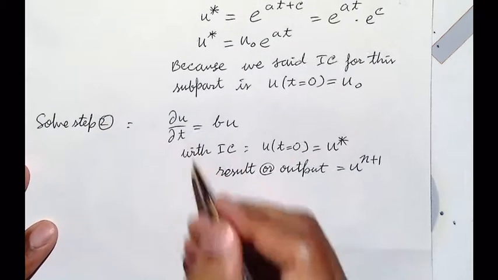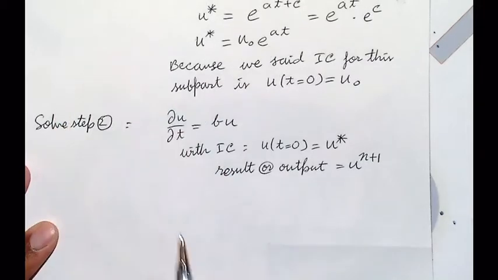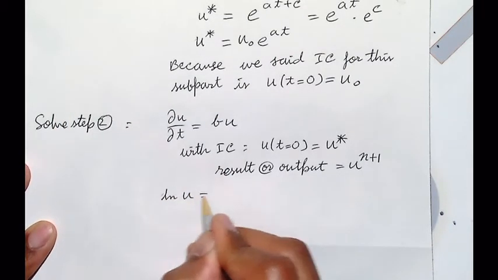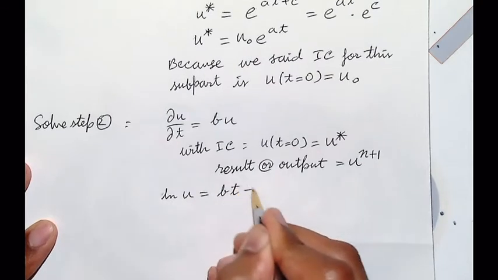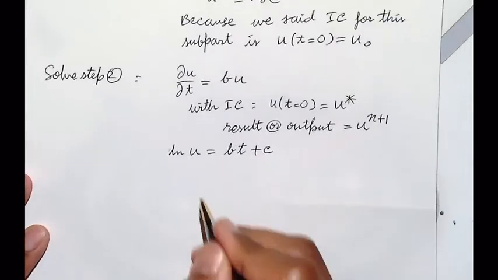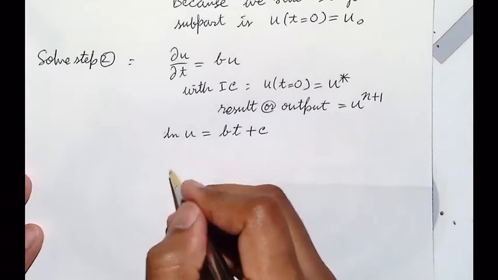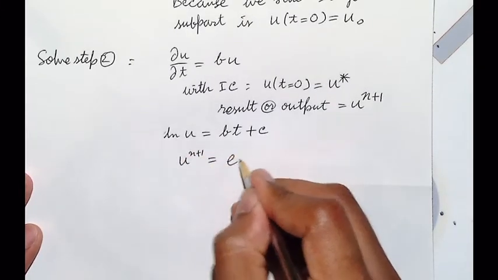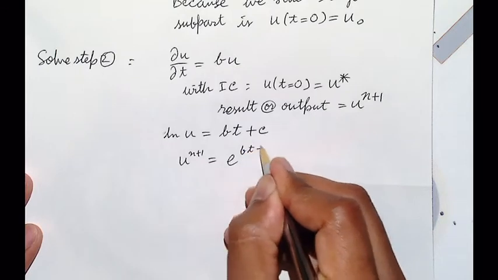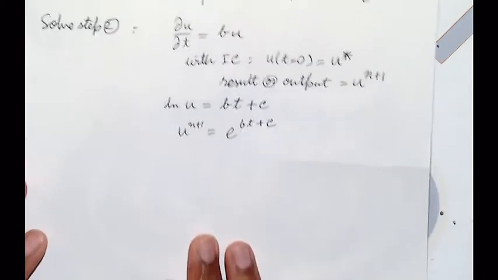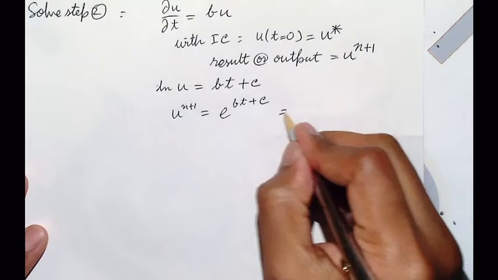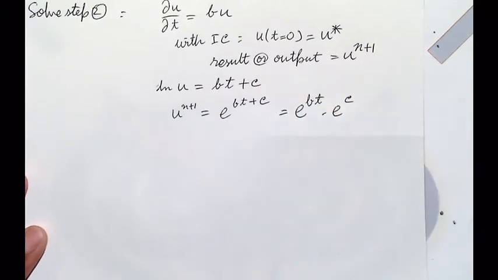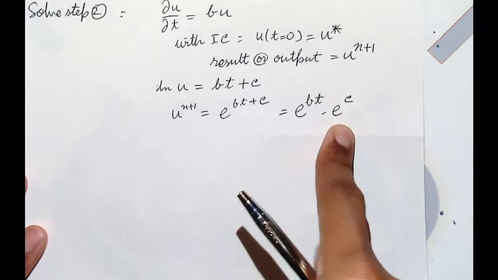So let's see, if we solve this the same way as before, we will get ln of u equal b t plus c. And then we have u n plus 1 equal e to the bt plus c, e to the bt times e to the c. Okay? How do I find e to the c this time?